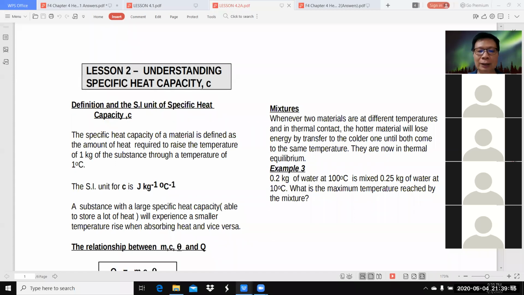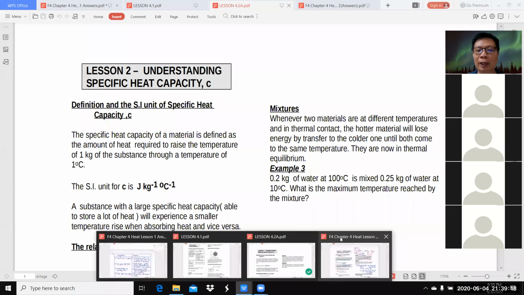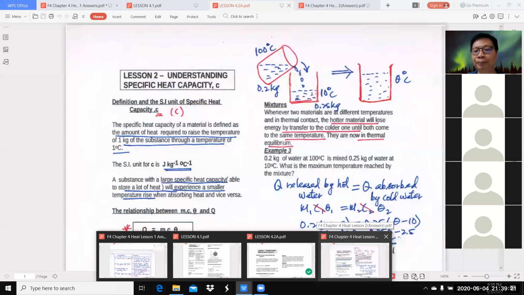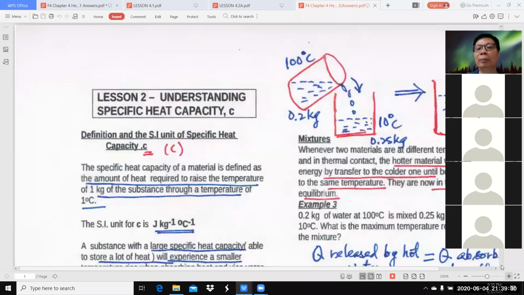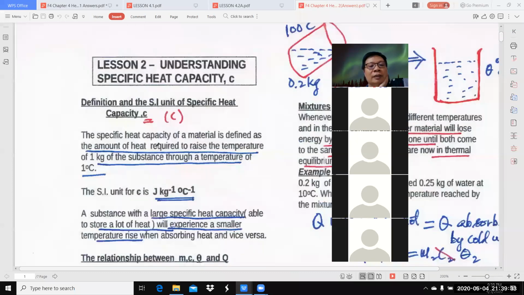Okay, let's see something important. When you need to highlight, you can highlight it. You start from here now. First, you write a C here. The symbol for specific heat capacity is C, a capital C. When you see the letter C, it stands for specific heat capacity. It's a new term, you know. The meaning of specific heat capacity, you read from here. Highlight.